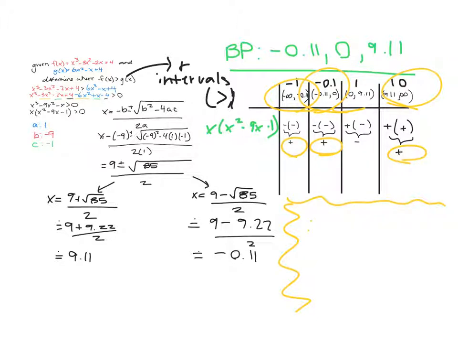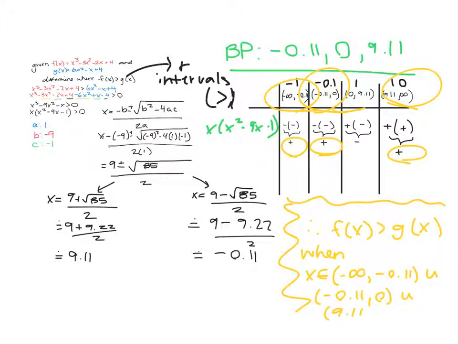So, therefore, f of x is greater than g of x when x is an element of our first interval, negative infinity to negative 0.11, and when negative 0.11 to 0, and from 9.11 to infinity. Okay, so those are our intervals where f of x is greater than g of x. That is the entire question with boundary points and inequalities of combined functions. It should be easy enough to figure out.